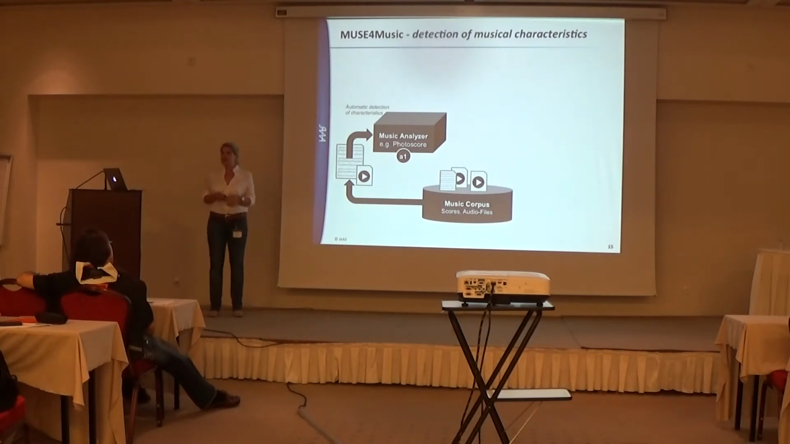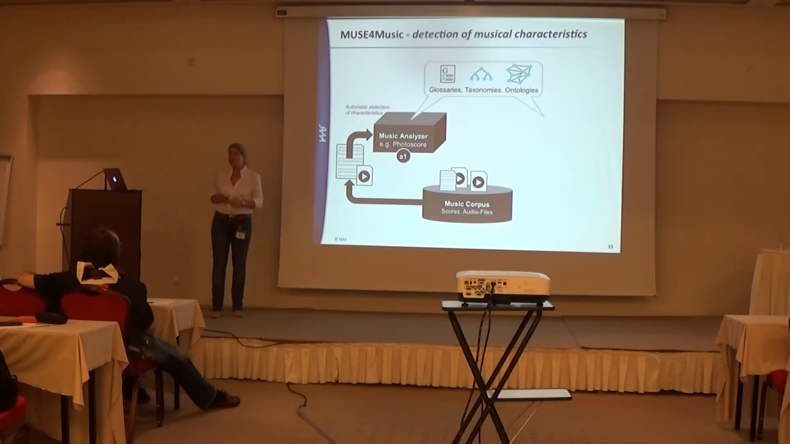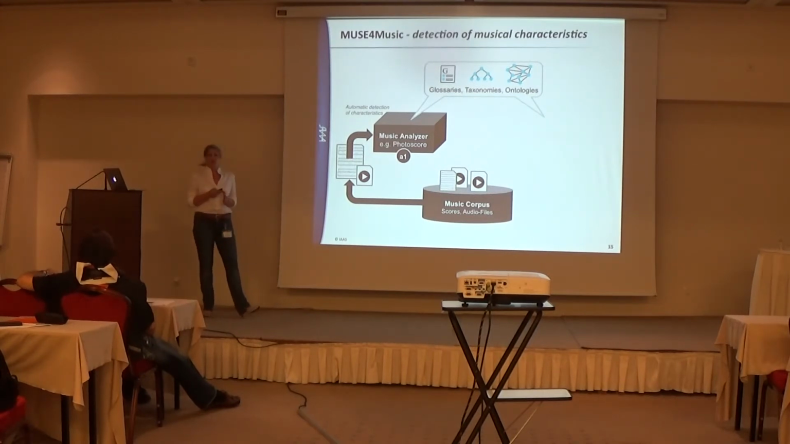Of course, we have to define what we are looking for. This is what we're currently working on. We have to define our terminology and structure what we're looking for. So we have already built glossaries, taxonomies, and ontologies of the characteristics, which have to be defined when we want to describe a musical piece in detail. We need information about rhythmics, dynamics, instrumentation, and so on. So this is quite big.